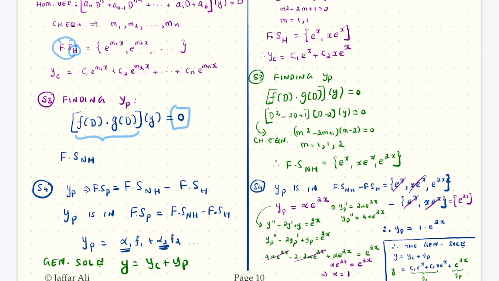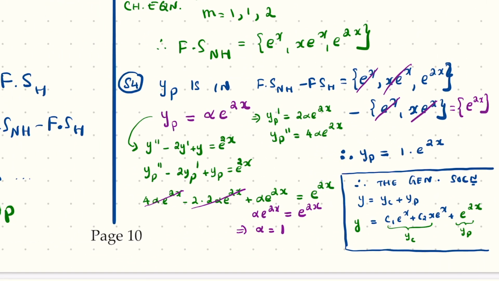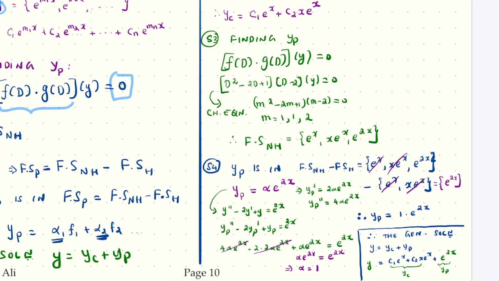In this case we had only one in our example, but I'm going to do another example where we have more than one. And then the general solution is we put the yc and yp together. That's going to be the general solution, and that's how we solve this particular problem right there.